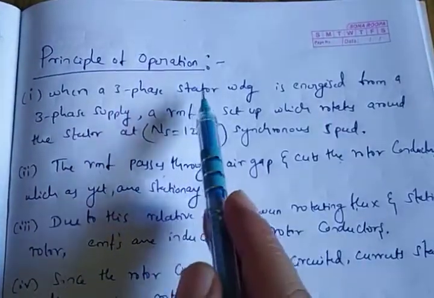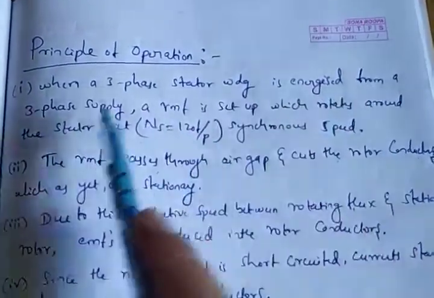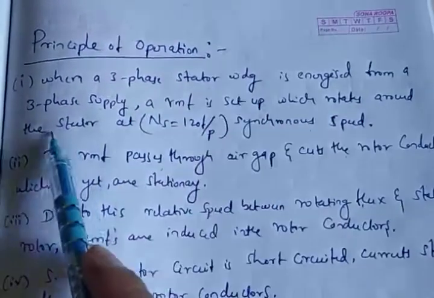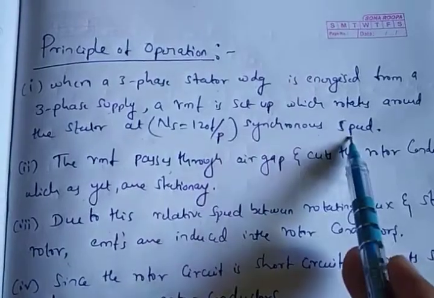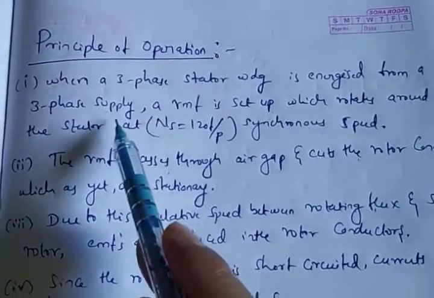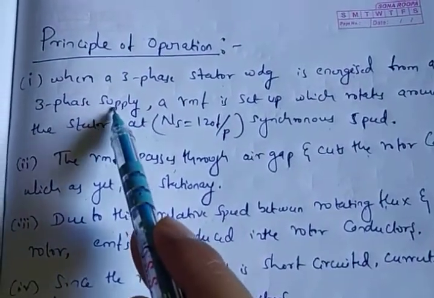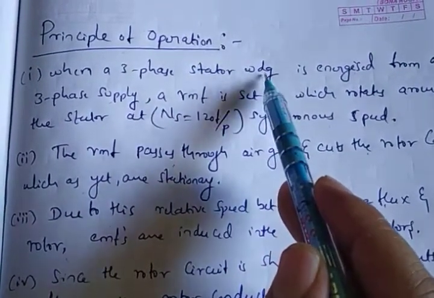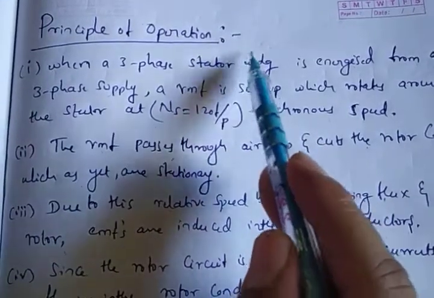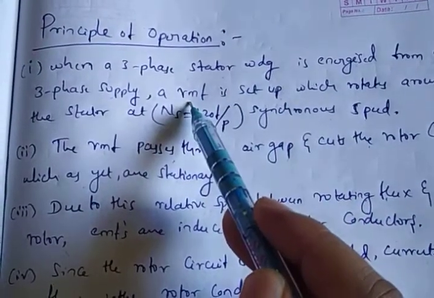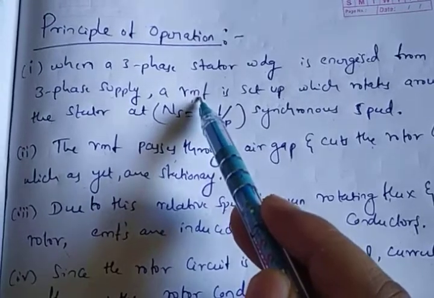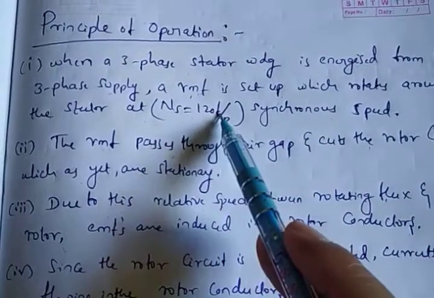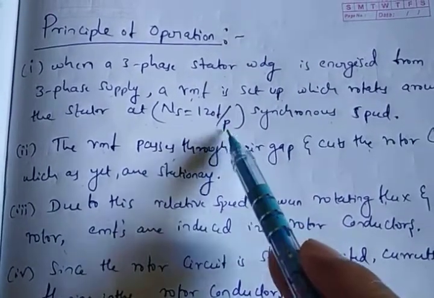When a three-phase stator winding is energized from a three-phase supply, a rotating magnetic field is set up which rotates around the stator at synchronous speed. We have already discussed that when three-phase supply is given to the machine, the current will flow in each winding, so in each winding the magnetic field is produced. That magnetic field is called rotating magnetic field, and the speed of rotation of the RMF is calculated with the help of Ns = 120f/P, that is the synchronous speed.